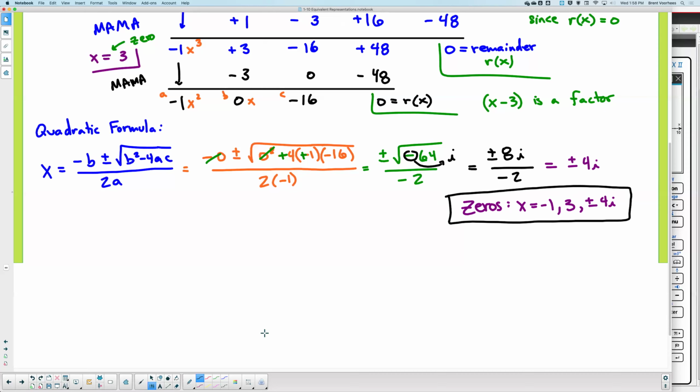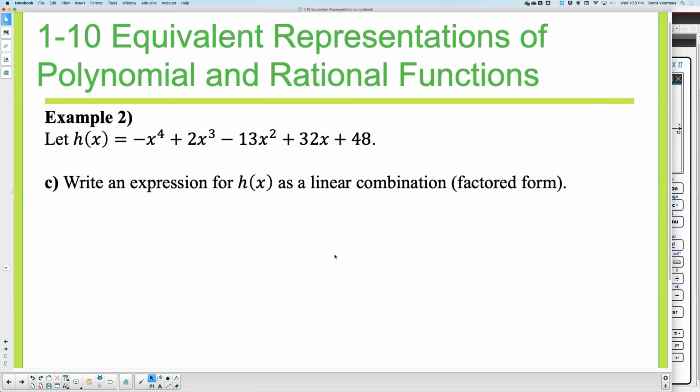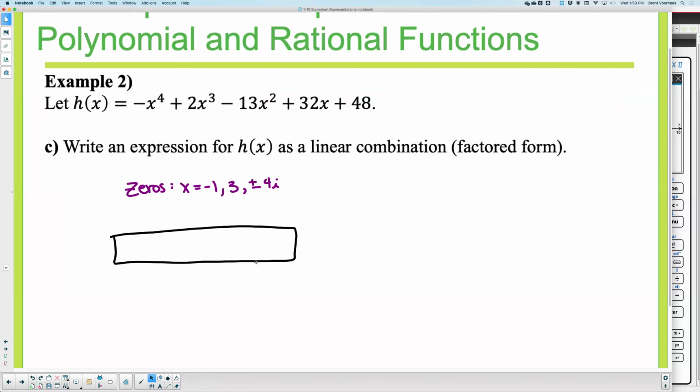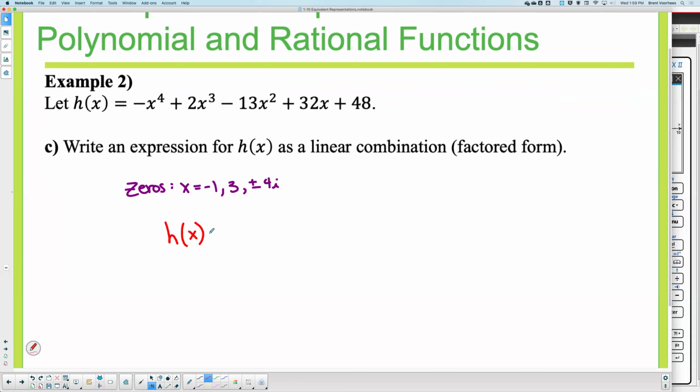Now, from that value, what type of form could we write of an equation? If you're given zeros, which form could we write real easy? Factored form. Let's finish this off writing our answer in factored form. Your factored form would look like this.